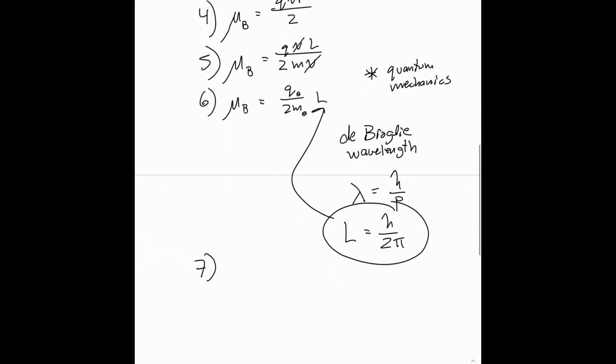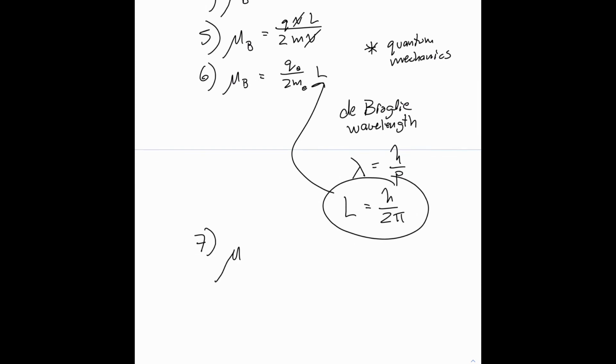So working through our derivation in step number 7, we say the Bohr magneton is equal to Q times h divided by 2m times 2 pi, or in other words, Qh over 4 pi m. So let's evaluate. The Bohr magneton is equal to, what's the charge of an electron? 1.6 times 10 to the negative 19th coulomb.